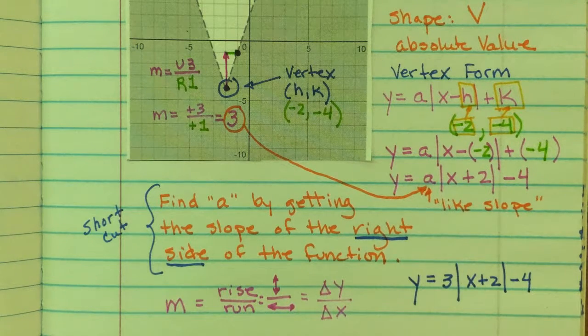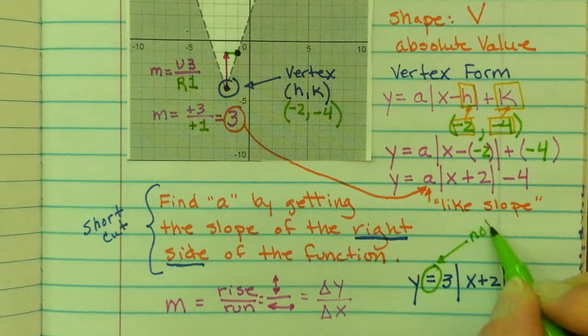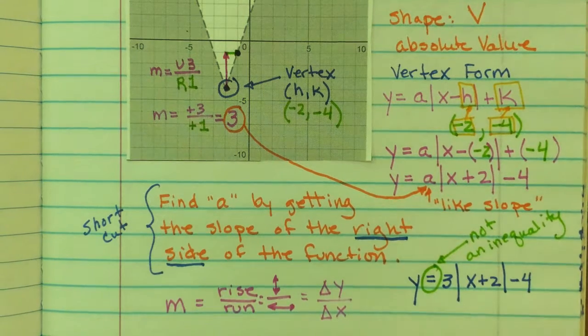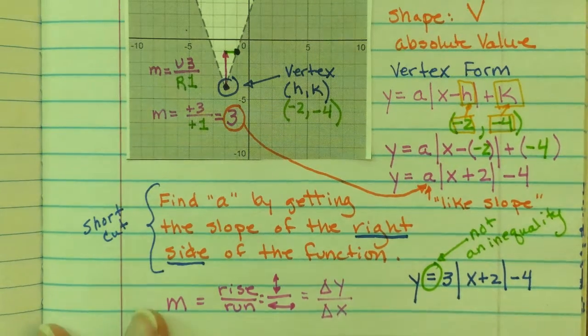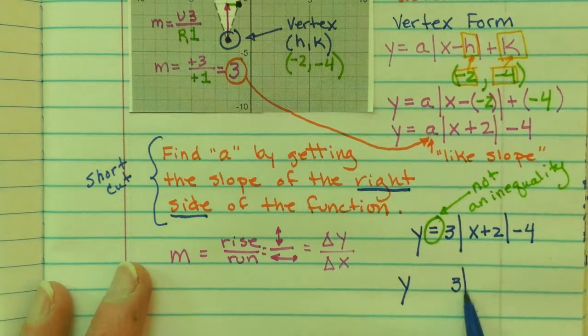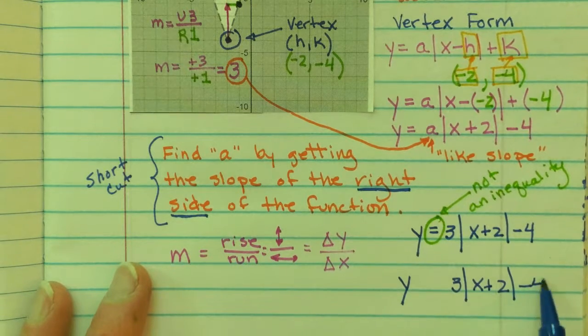But we got one more step to do. We have to remember right here that this is not an inequality. So I have one more step. I have to figure out what I'm going to put for my inequality. So I know it's going to be y something, 3 absolute value x plus 2 minus 4.